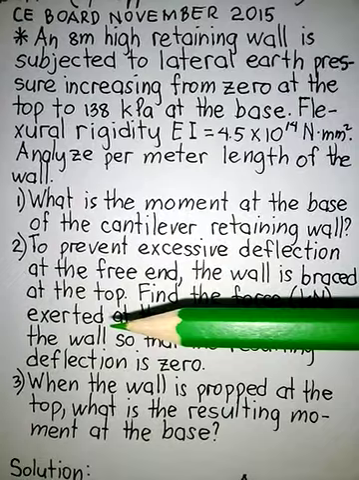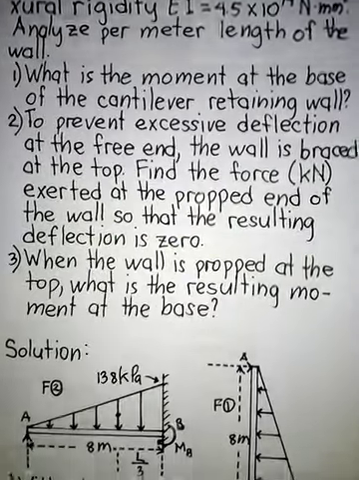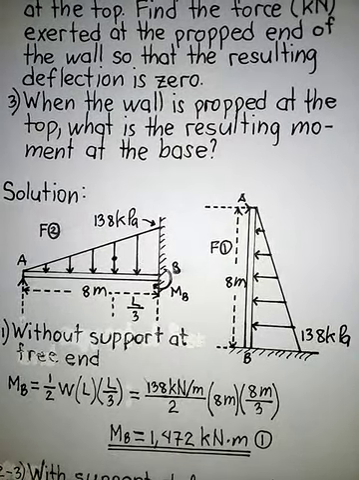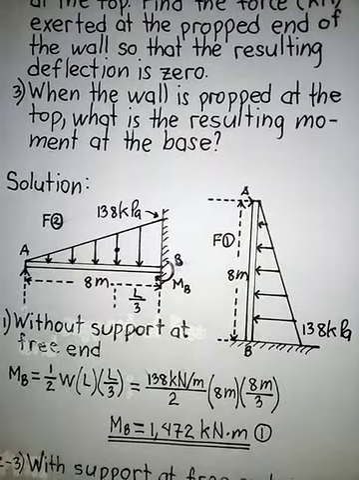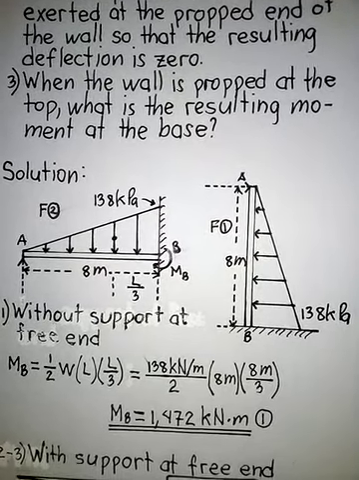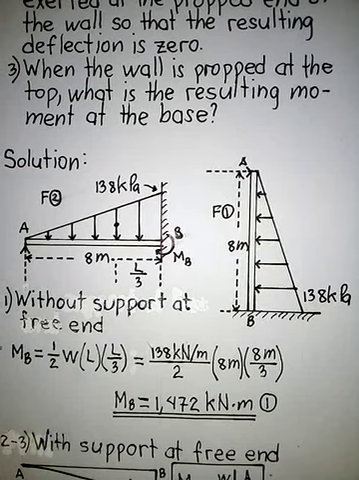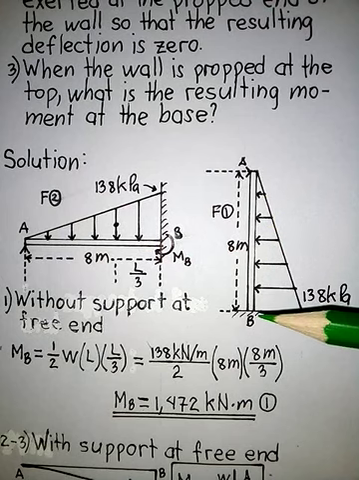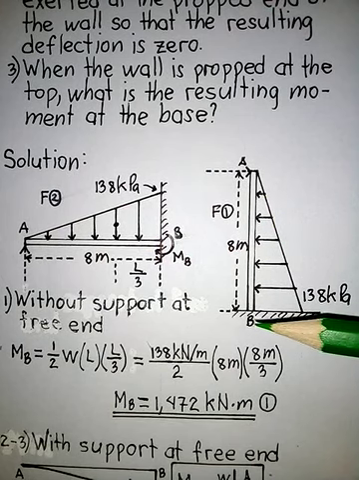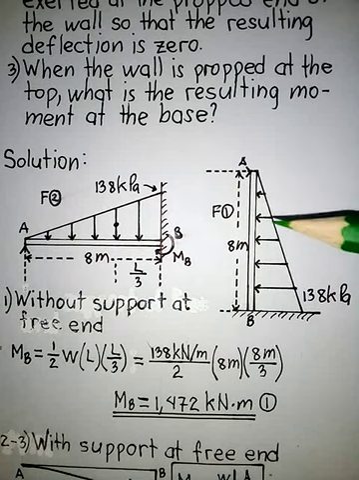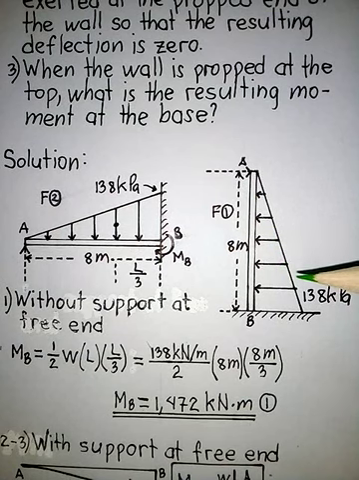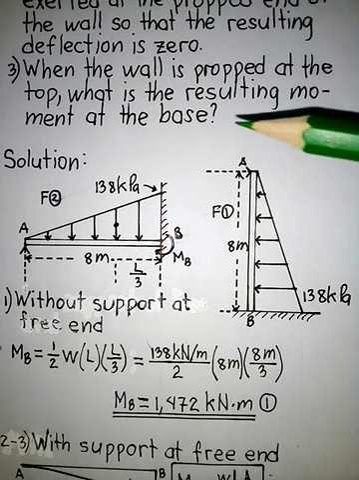So let's have the solution. First, we will treat this retaining wall to be a cantilever beam per meter width of this retaining wall. So this will be the figure of the retaining wall. There is point B at the base and point A at the top. And the load is 138 kilopascal, which will now become 138 kilonewton per meter because we will analyze per meter width of this retaining wall.